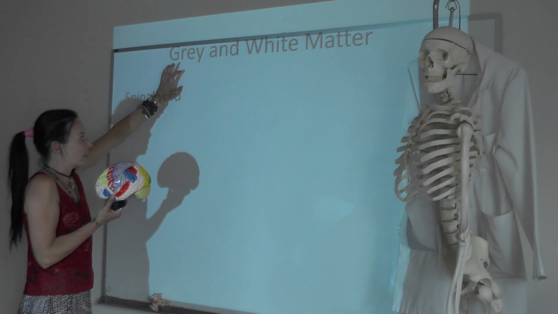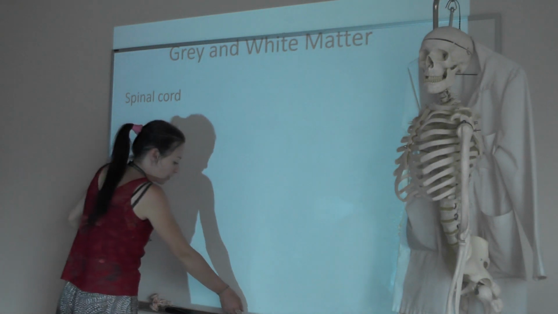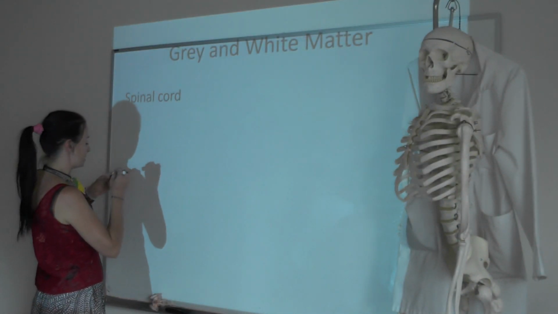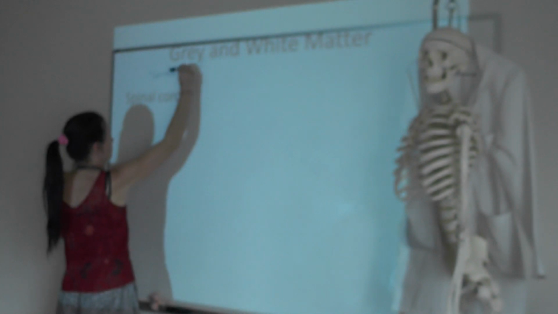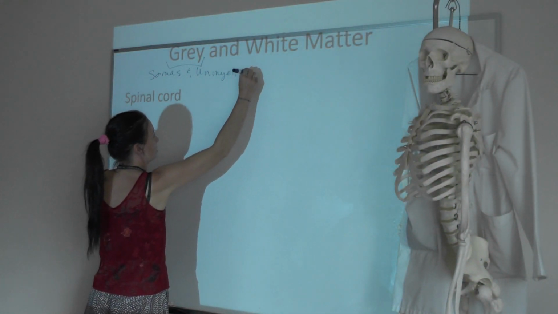Gray matter kind of looks gray, and it is where we find the somas of our neurons and unmyelinated axons. So gray matter is somas and unmyelinated axons.